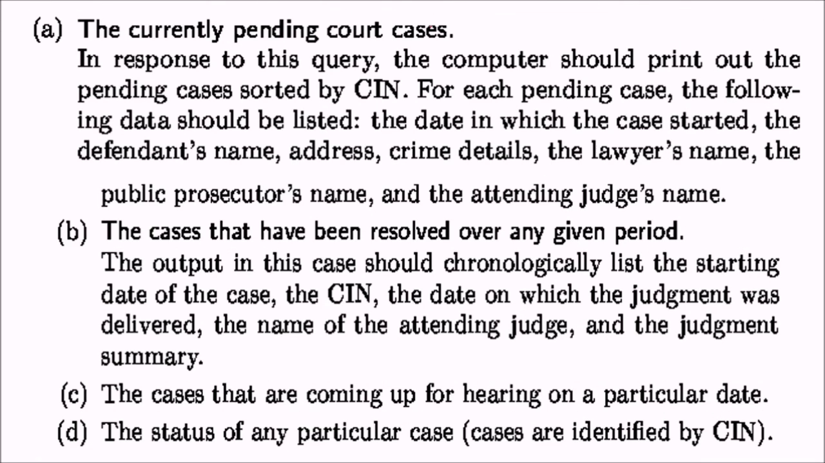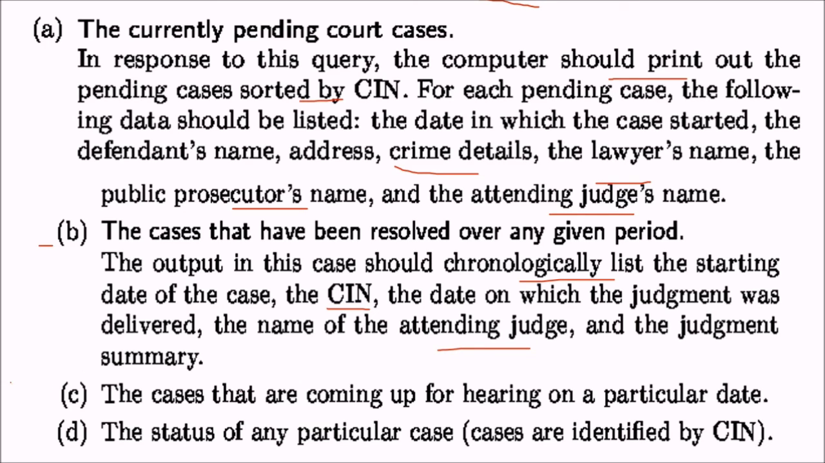First, the currently pending court cases. In response to the query, the computer should print out the pending cases sorted by CIN. For each pending case, the following data should be listed: the date on which the case started, the defendant name, the address, the crime detail, the lawyer's name, the public prosecutor name, and the attending judge name. Second is the cases that have been resolved over any given period. The output in this case should chronologically list the starting date of the case, the CIN, the date on which the judgment was delivered, the name of the attending judge, and the judgment summary.